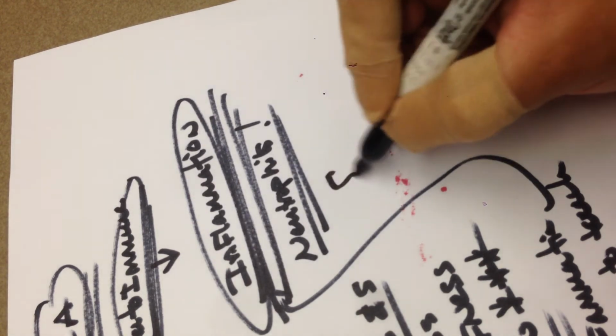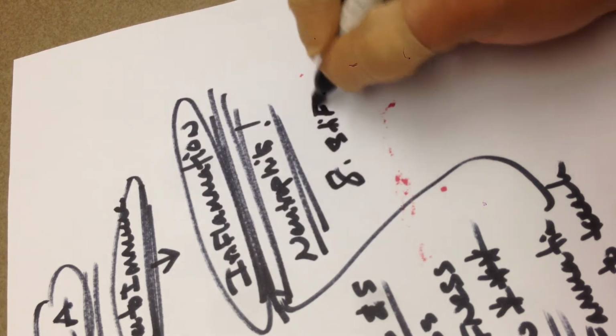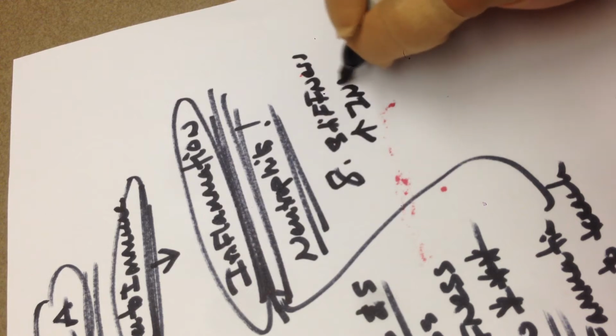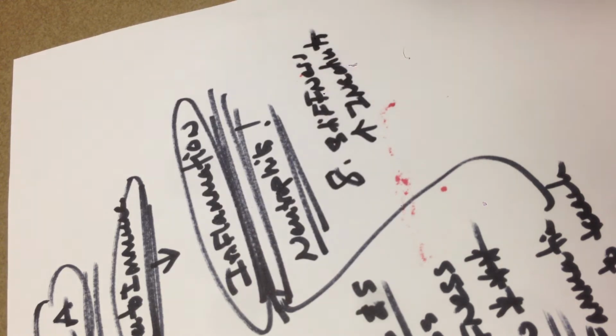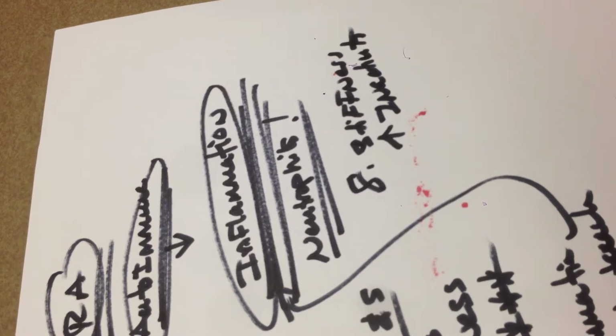Number 8, stiffness increases with inactivity. So with these patients, you want to tell them to remain active as much as possible. Of course, you're not going to make them run a mile. You're going to have them do some type of activity, get a little bit of rest, do some more activity, and again, this is just to promote or to maintain whatever little range of motion they do have.